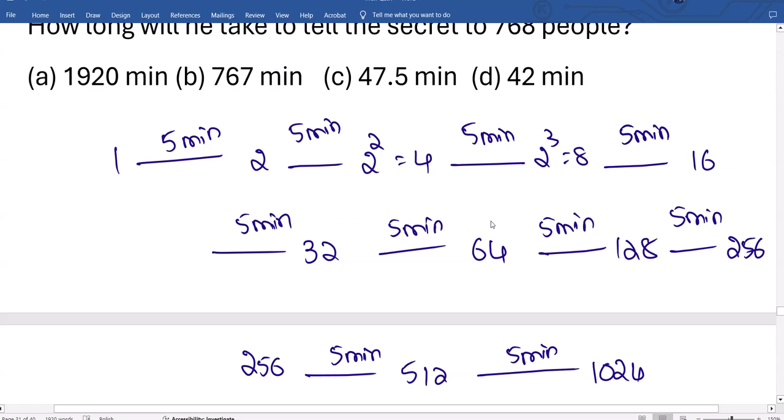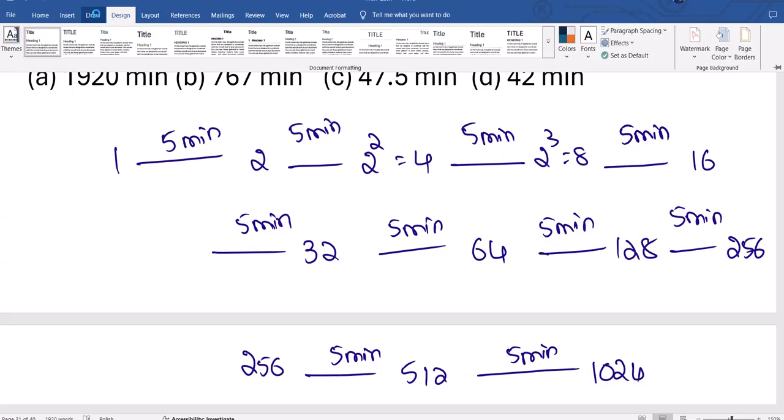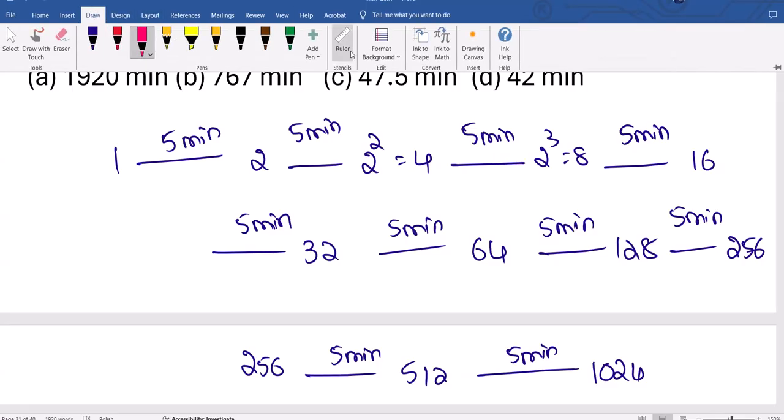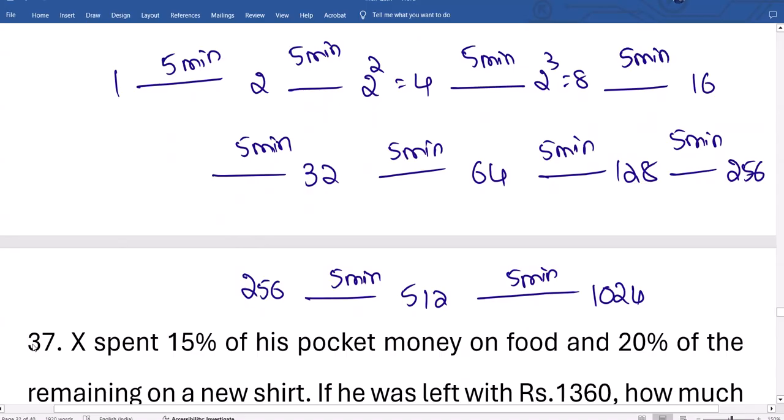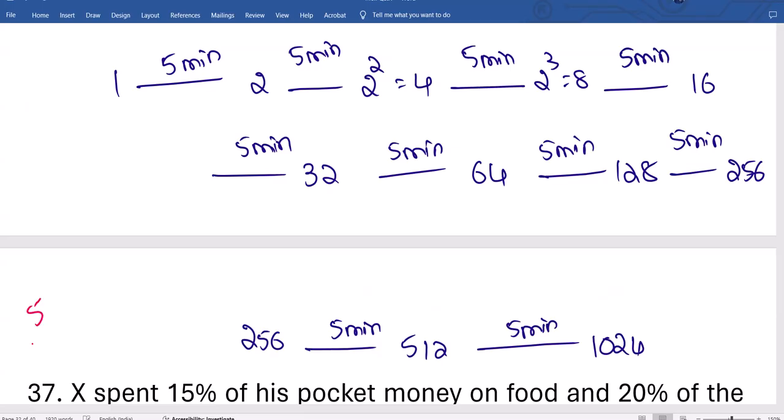But the question: 768, 512 is double, fine, 512 adding. But half of that, if it is 2.5 minutes, then I can go for only 256 people. Let's say this is 5 minutes, 2 people; one person means 2.5 minutes. In 5 minutes I can tell 2 people, but in 2.5 minutes I can tell one.